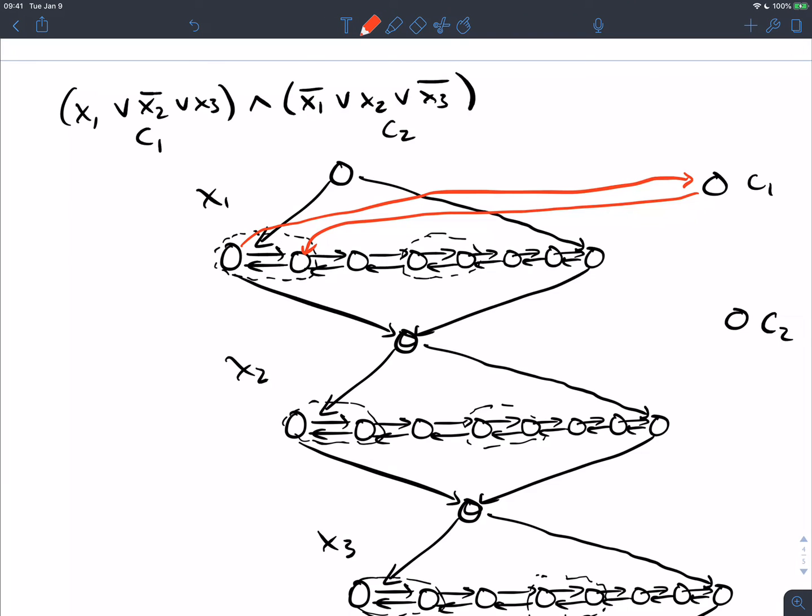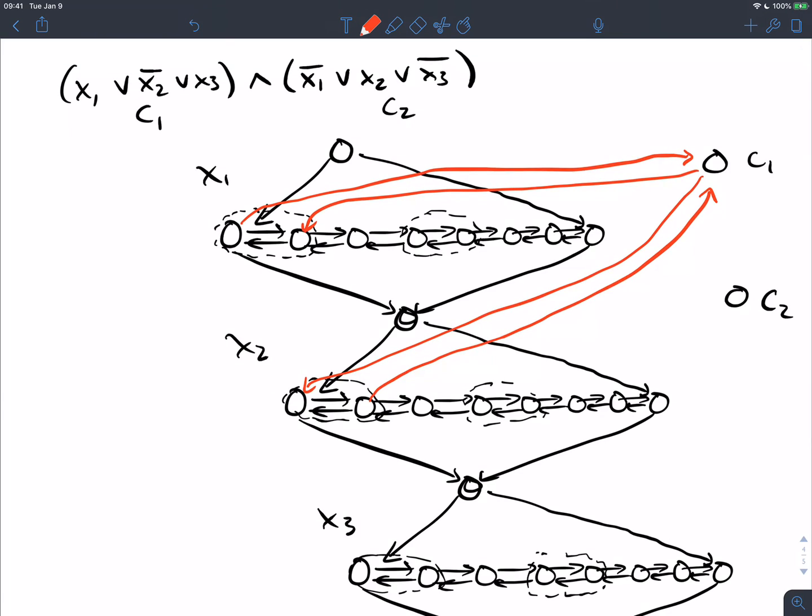For x2, is it in the positive or the negative form for C1? A negative form. So it's going to start from the right vertex and go back. And for x3, it's pretty clear that it's in the positive form. So it's just like C1, although it's going to complicate the diagram quite a bit.